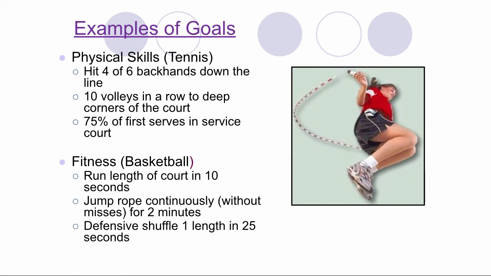So there's a different type of time element. Not how often we're going to do something, but how long it takes us to do one task. It might be something like jumping rope continuously for 2 minutes, or defensive shuffle, one length in 25 seconds. You can see how these are pretty specific. Again, it depends on the athlete, but we would assume these are realistic. These are more prime examples, because they get to the nitty-gritty. They give us more information, which is always better when we're setting up goals.